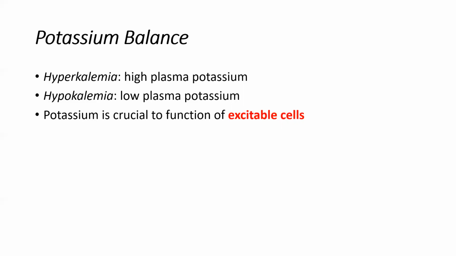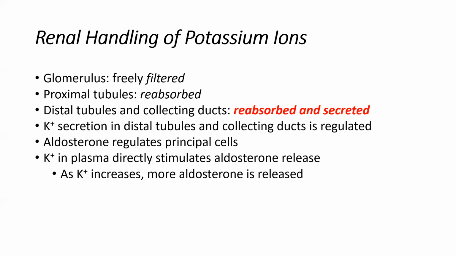So we really want to regulate the amount of potassium in our plasma, and the kidneys, specifically aldosterone, play an important role in doing that. So let's talk about how potassium is handled in the kidneys. It's freely filtered across the glomerulus. It is reabsorbed to some degree in the proximal tubules, although the mechanism there is not quite clear. And then in the distal tubules, it is reabsorbed and secreted, and this is regulated under the influence of aldosterone in the principal cells.